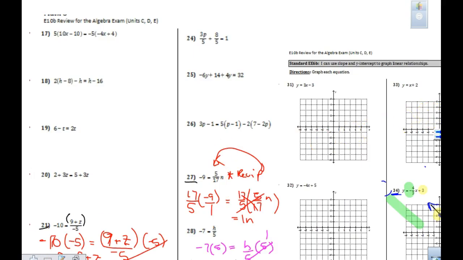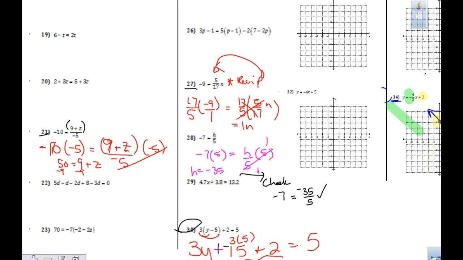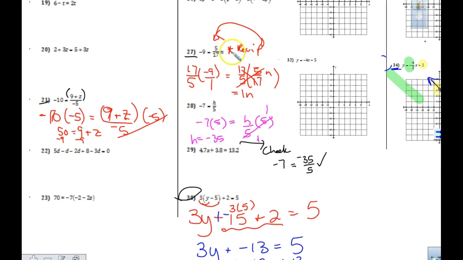A lot of the other classes had questions on the fraction ones. They're like, I don't get these fraction ones. So this is similar to that last one that we did. If you look at number 27 and you have 5/17 times n, remember your goal is to get 1n. You're trying to solve what n is equal to. So if you multiply both sides by the reciprocal, which is 17/5, you get 1n. And now on your calculator, you have to take 17 times negative 9 divided by 5 to get that answer.